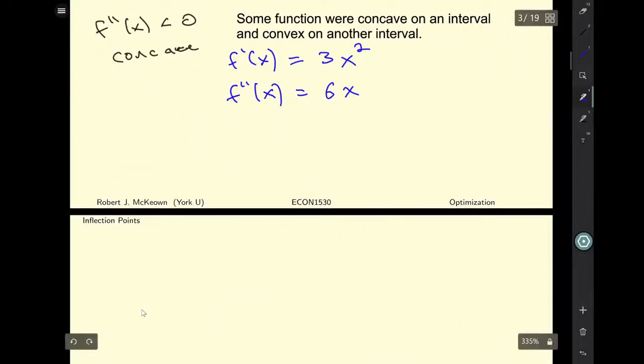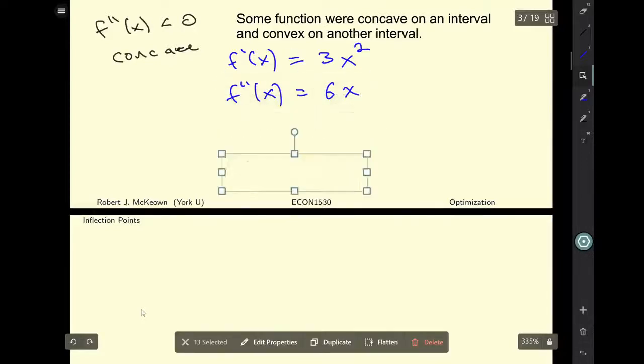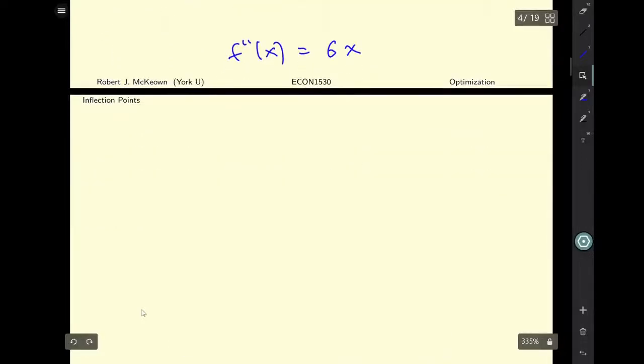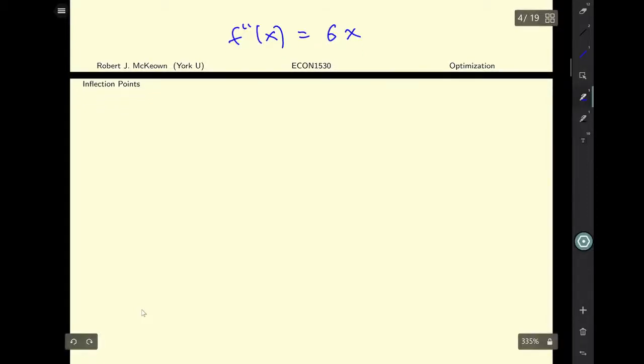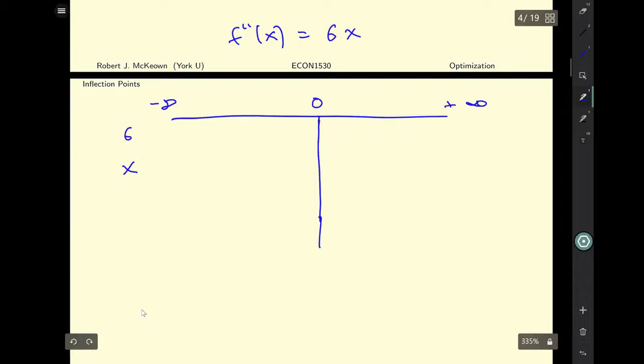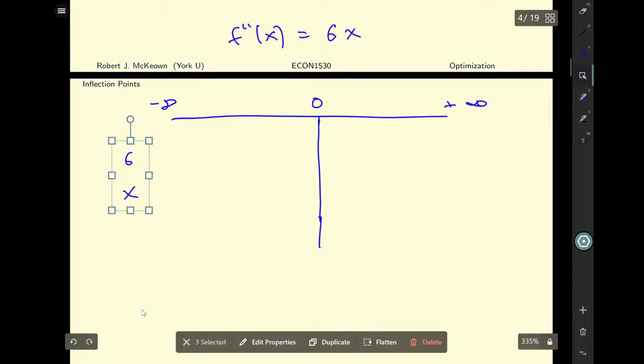Now, let's do this a little bit formally. So we're going to do it formally in that I'm going to use a sign diagram. So I've got two factors. I've got 6, and I've got x. And if this thing is equal to 0, that's going to happen at x is equal to 0. And we've got the real number line in our top row. And maybe I'll move my 6 and my x down just a little bit.